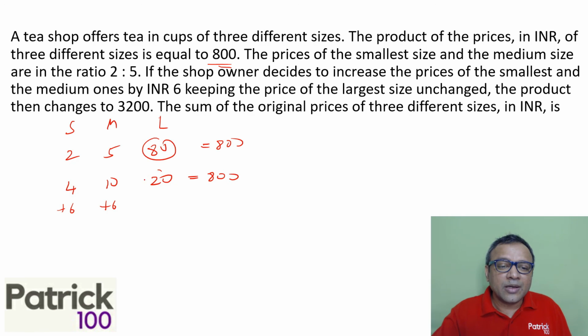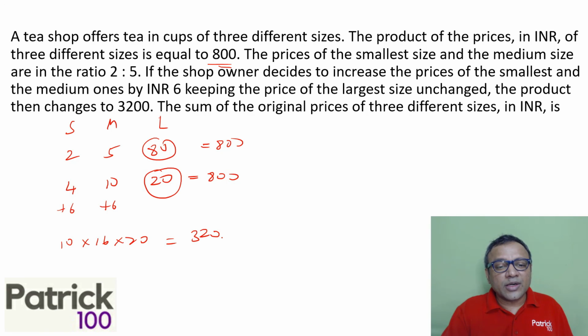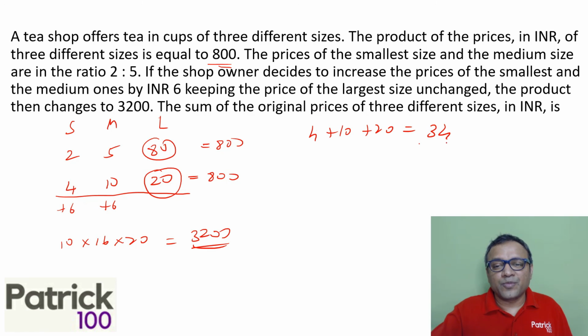Multiplication has to be 800. The balance has to be 20, because 4 tens are 40, and 800 divided by 40 is 20. If I add 6, add 6, this becomes 10 into 16 into 20, which becomes 3200. That satisfies. So the sum of the original prices will be 4 plus 10 plus 20, which is 34.